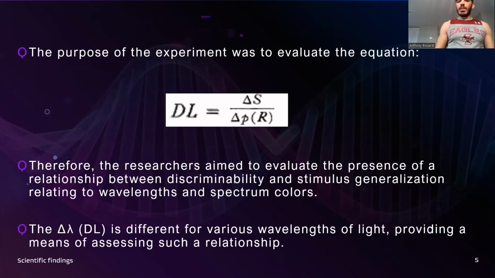So what is the purpose of this study? So the purpose of the study is basically to evaluate this equation. The researchers aim to evaluate the presence of a relationship between discriminability and stimulus generalization relating to wavelength and spectrum colors. The delta lambda is different for various wavelengths of light, providing a means of assessing such relationship, meaning some of the pigeons, which are the subjects in the study, are better at discriminating some wavelengths of light than others. Which means that you have very different DL values depending on what wavelength you're actually testing.